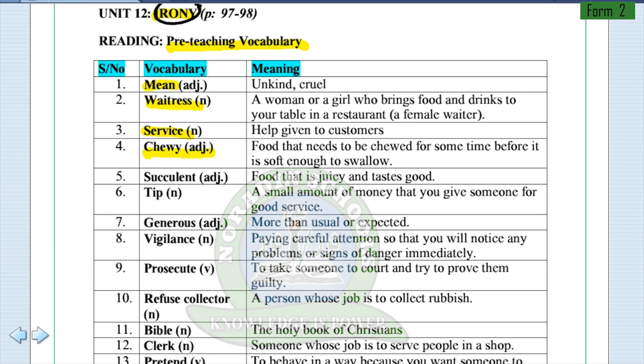Succulent: this is food that is juicy and tastes good. For example, an orange is a succulent food. Not food, sorry, it's a succulent fruit. Tip: this is a small amount of money that you give someone for good service. For example, you say, can you help me? I need some information about the immigration, and then you give some information, you really give him or her what he or she needed. So they give you some money.